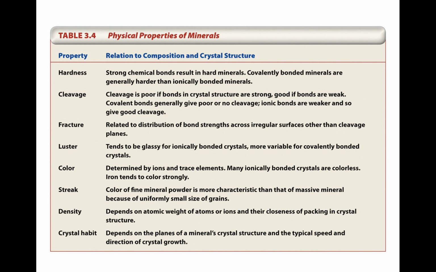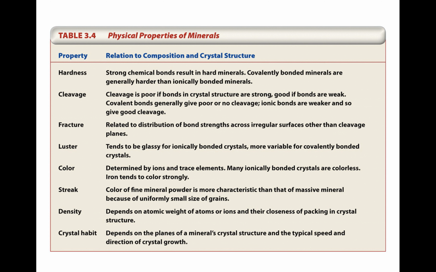So then we are talking about fracture, and the fracture is related to the distribution of bond strength across irregular surfaces other than cleavage planes. So then we have the luster, and that tends to be glassy for ionically bonded crystals, more variable for covalently bonded crystals. Then we have the color, and that color is determined by ions and trace elements. Many ionically bonded crystals are colorless, and iron tends to color strongly.